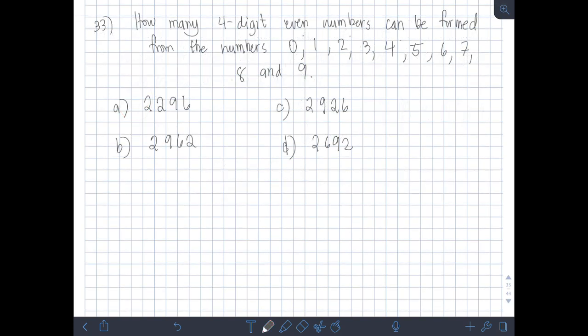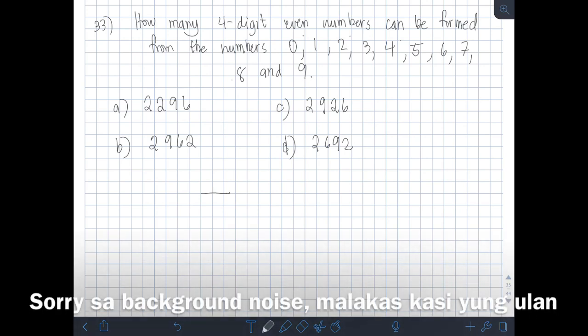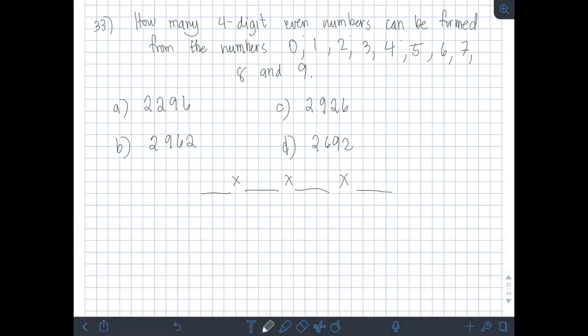Okay? Next, we have, how many 4-digit even numbers can be formed from the numbers 0, 1, 2, 3, 4, 5, 6, 7, 8, and 9? Okay, so, fundamental principle of counting ulit. So, since meron tayong 4-digit na kailangan, mag-draw tayo ng 4 na line at naka-multiply sila. So, dahil ang pinapahanap sa atin ay 4-digit even numbers, take note ha, even. So, meron tayong cases sa dulo. Pwede tayong magkaroon ng ilan? 0, 2, 4, 6, 8. So, ilan yon? 5. Right?